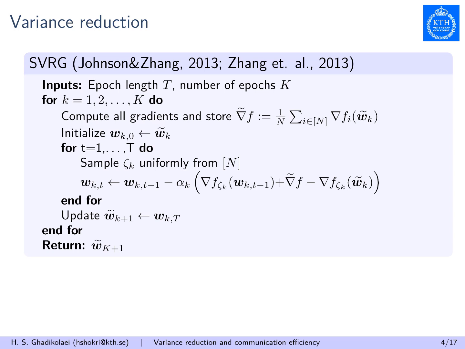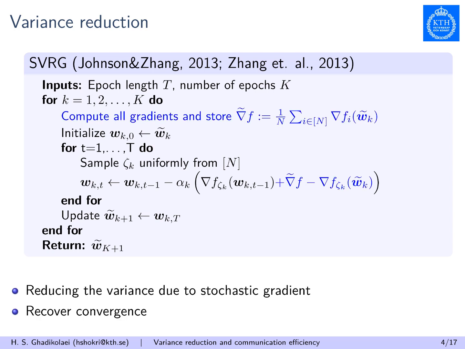But there have been a lot of recent works on different approaches to reduce the variance of that gradient as the iterations evolve. One of these algorithms is SVRG, introduced in 2013. It follows the general skeleton of stochastic gradient descent, but with some minor differences. There are two loops, an outer loop and an inner loop. In the outer loop, the master node computes all the gradients and stores the average gradient. So now we have a true gradient computation at the outer loop. The master node then uses these noiseless gradients to reduce the variance of the gradient estimations in the inner loop.